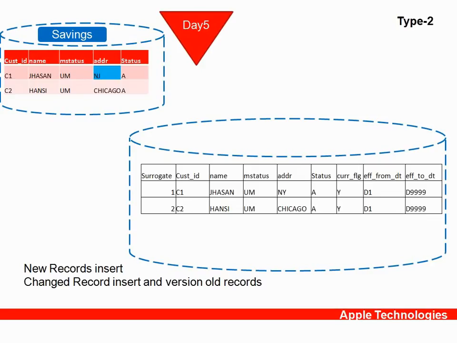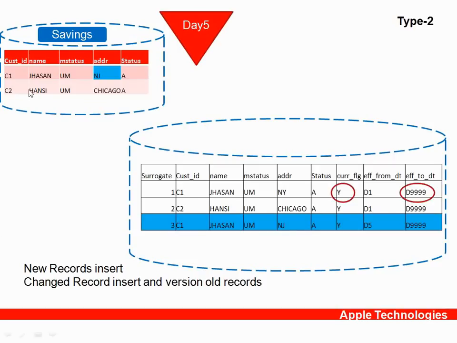I'm taking that changed record and inserting it again. Previously also I was inserting. At that time we had a problem because I don't have a primary key. I cannot create a primary key on this. So this time also I am taking that entire C1, JSON, New Jersey record and inserting it as a new record here.